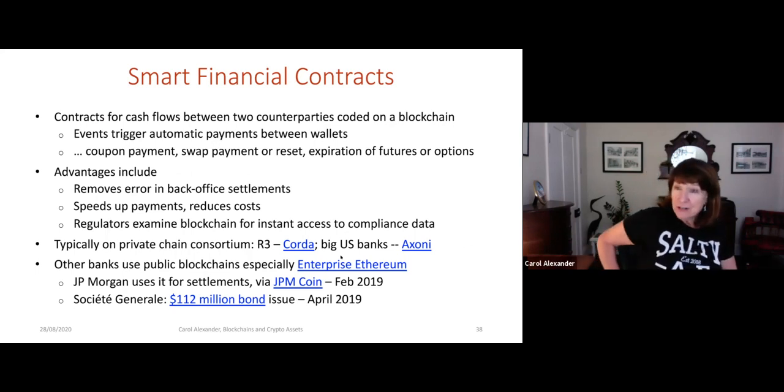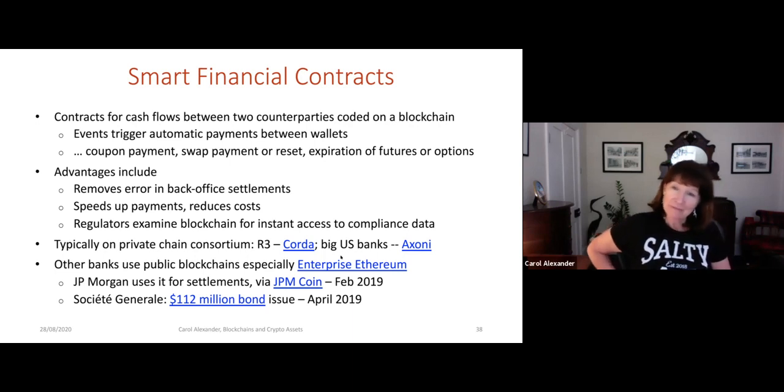Smart financial contracts are very popular at the moment. In the next and last video of this topic, we'll look at decentralized finance and understand why it's become such a craze at the moment.